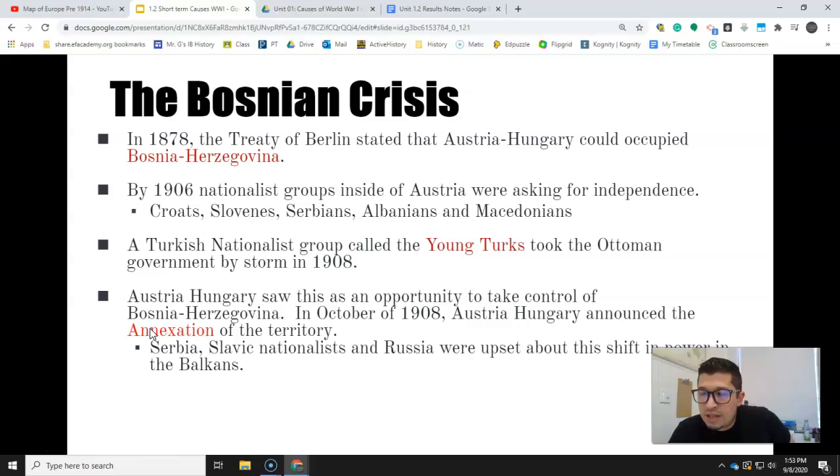All right? Annex, I always think of Finding Nemo. All right? The fish that go, mine, mine, mine, mine, mine. That's annexation. You're taking and you're not really asking. Okay? So Austria-Hungary just goes in and they annex Bosnia. Okay?